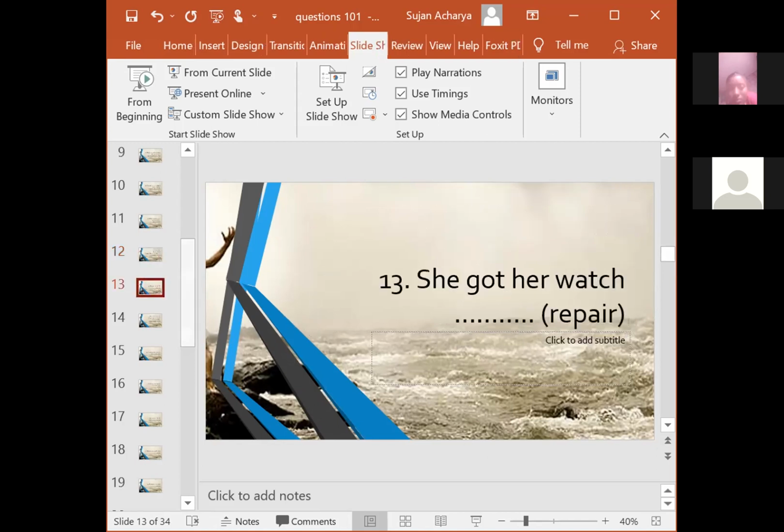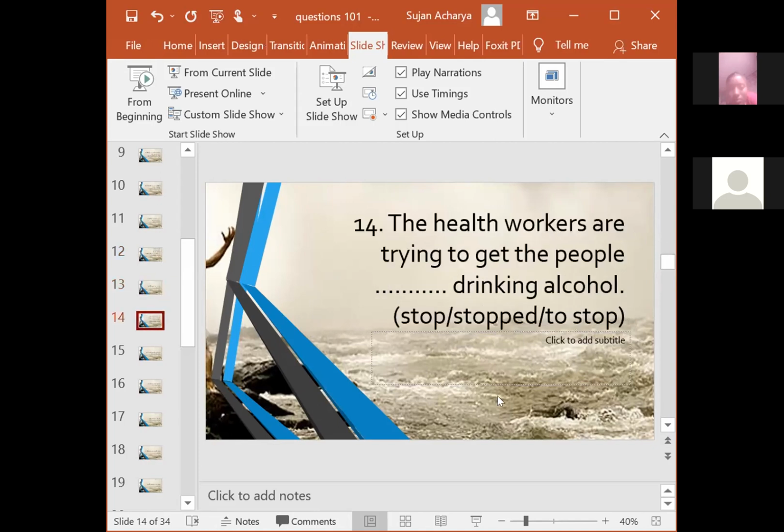Now, number 13. She got her watch repaired, because got followed by object and P3. The health workers are trying to get the people, get plus object. We have nothing to do with trying to. The health workers get the people, get plus object, so we use to stop. The health workers are trying to get the people to stop drinking alcohol.